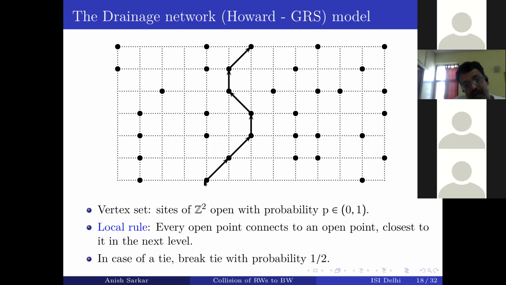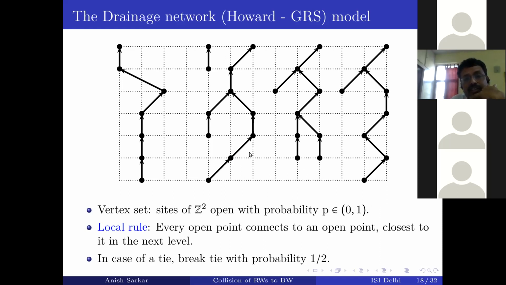If this point is open, I have to connect here. Okay, and the probability of connecting here is the same as the probability of connecting here, and so on. You can write this down exactly. This is a symmetric random walk. Now I would do it with all the points, and you get a picture like this.